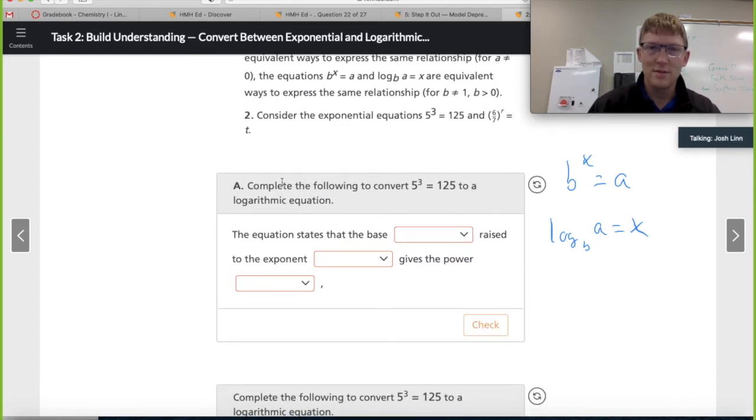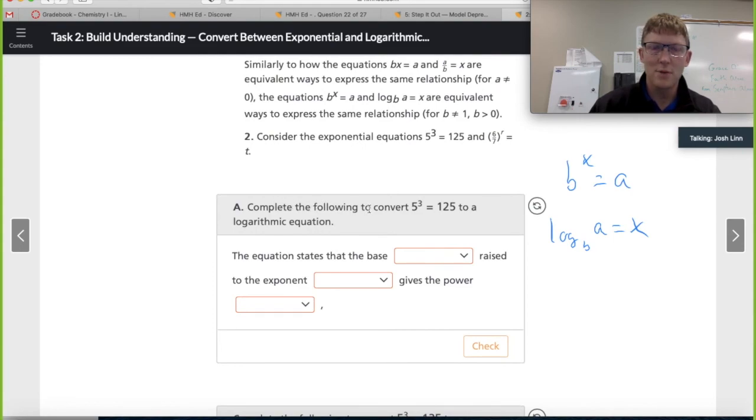So let's try some things out here. Complete the following to convert 5 to the power of 3 equals 125 to a logarithmic equation. So remember, the way you say this, and this is kind of how I remember it, log base b of a. So I always remember that this is the base of the exponent. So it goes down into the subscript of the log, and then the rest of it just kind of moves around and falls into place, in my mind. You need to find your own way to remember it if mine doesn't work.